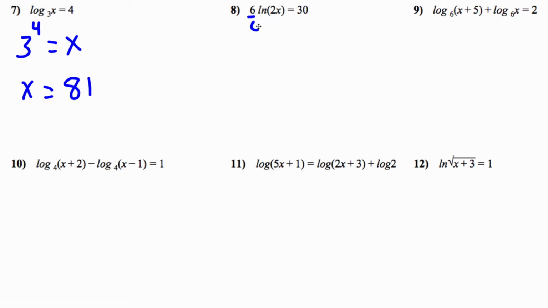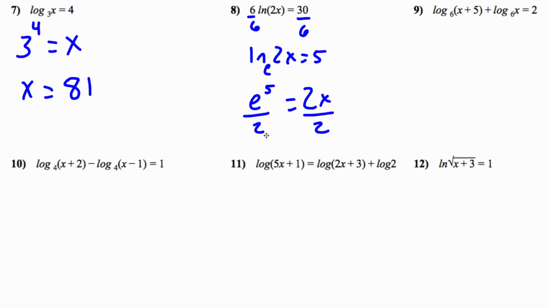On number 8, we need to get this natural log all by itself. So the first thing I'm going to do is divide that 6 over to the right-hand side. So we get the natural log of 2x equals 5. And then again, I'm going to rewrite this one as an exponential. Since this is a natural log, it's got a base of e. So this is e to the 5th equals 2x. And then to get x all by itself, we're going to divide both sides by 2. And if we go 3 decimals, we get x equals 74.207.